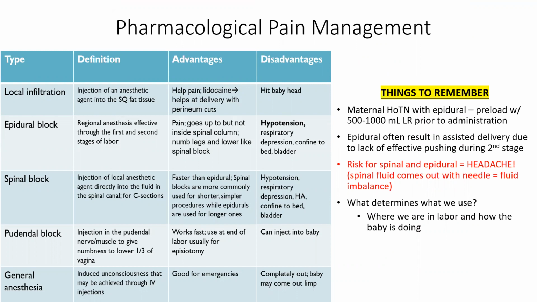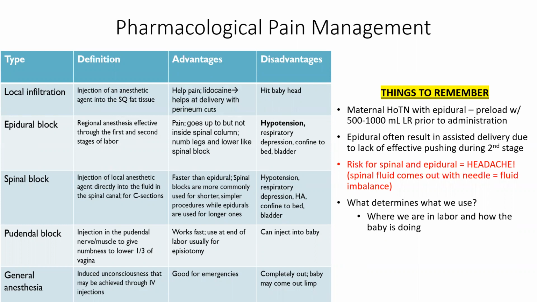Harold will probably speak more on the difference between an epidural block and a spinal block, but we have it right here. The spinal is faster. Spinal blocks are more commonly used for shorter, simpler procedures, while epidurals are used for longer ones. I think the one C-section I saw was with a spinal block.